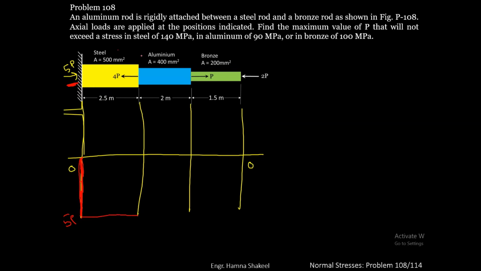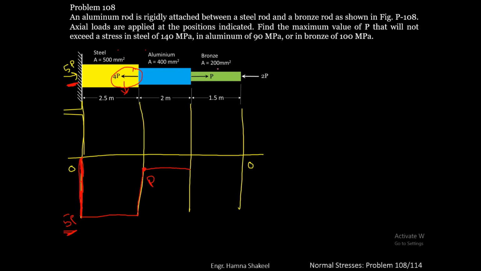At the junction between steel and aluminium, you have a force of 4P acting in the opposite direction. So if this is negative 5P, this will be positive 4P. So you will go 4 units upward. So minus 5P plus 4P is minus P. Then you have the same P force throughout the aluminium.